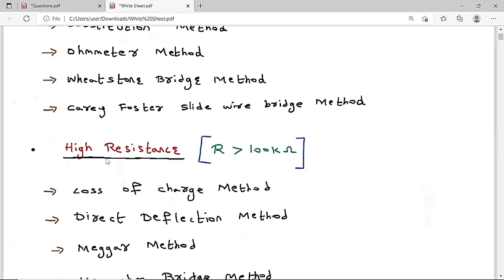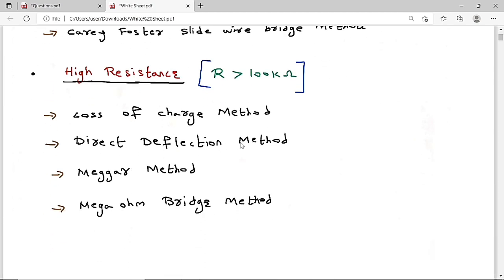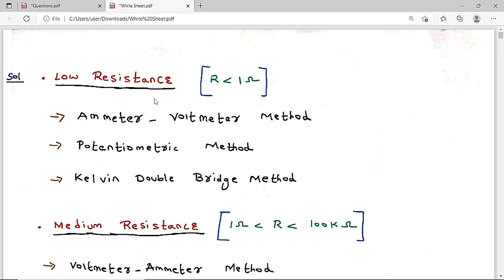The third one is called the high resistance. High resistance means the resistance value is greater than 100 kilo ohm. The methods to measure the high resistance are the loss of charge method, direct deflection method, Megger method, and the mega ohm bridge method. So these are the three types of resistance, their ranges, and the different methods. These are the things you always have to keep in mind. If you know all of this, you can easily solve this type of question.